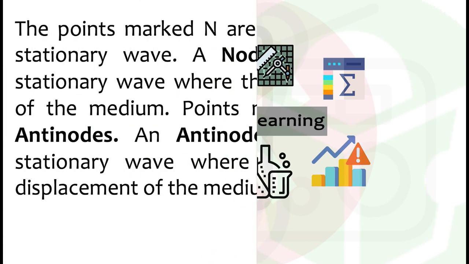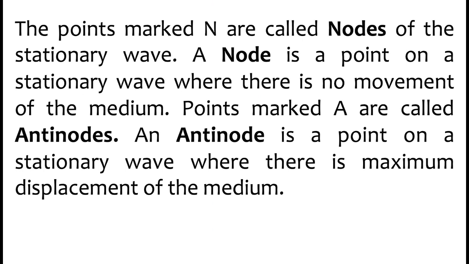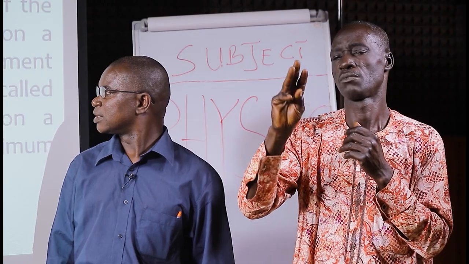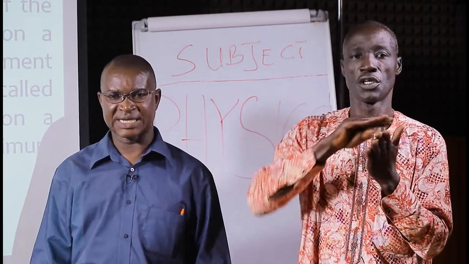The points marked N, as I said, are called nodes. Nodes of the stationary wave. We call them nodes. What is a node? A node is a point on the stationary wave where there is no movement of the medium. That is, the medium is at 0 level.